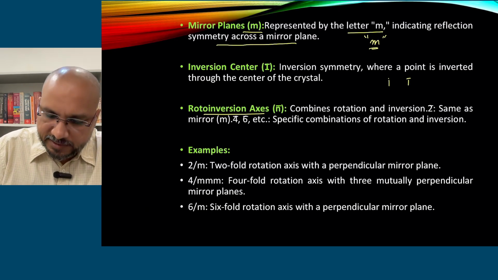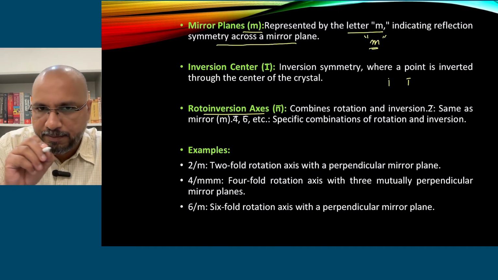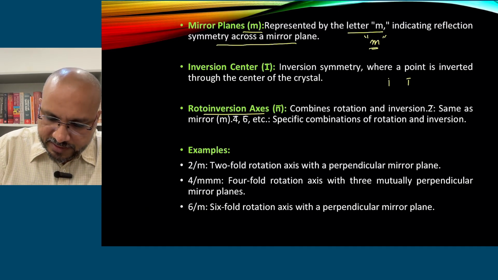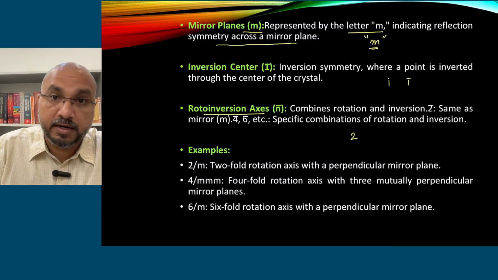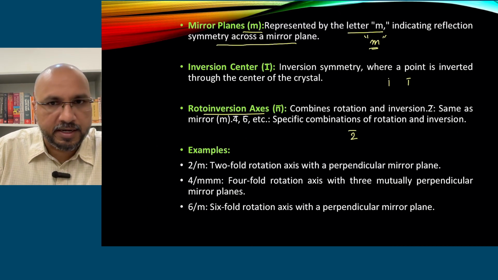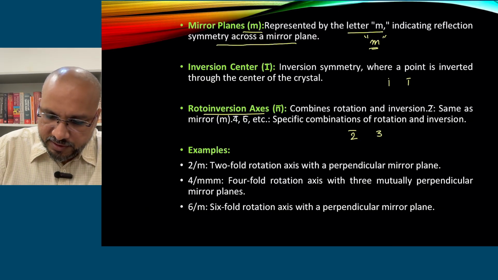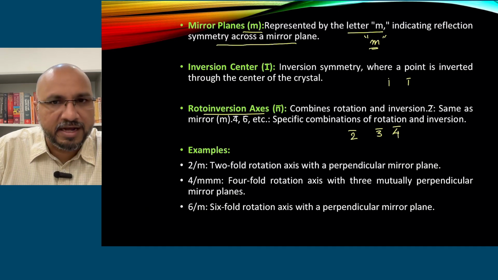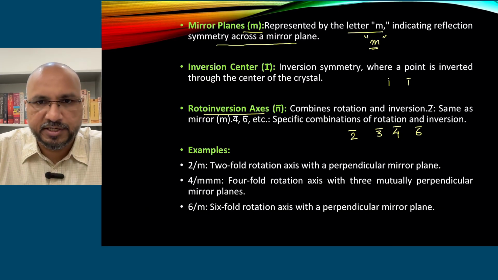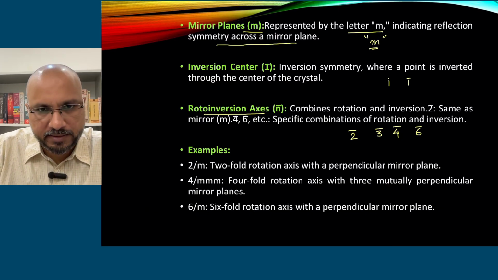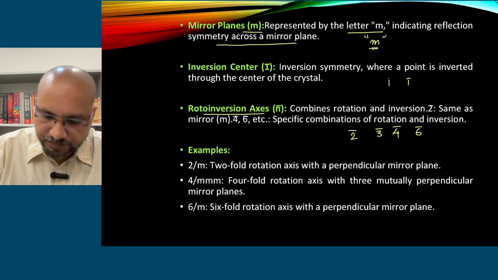You represent this by putting a bar on the rotational axis. If it has a two-fold rotation axis and inversion also, that is two-fold roto-inversion, so you put a bar on it. Three-fold roto-inversion has 3 bar, four-fold roto-inversion has 4 bar, and six-fold roto-inversion has 6 bar. So roto-inversion is represented by a bar. Okay, so these are mirror planes, inversion center, roto-inversion and rotational axis.